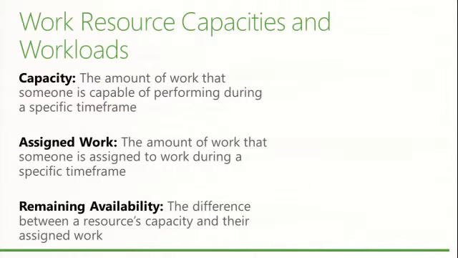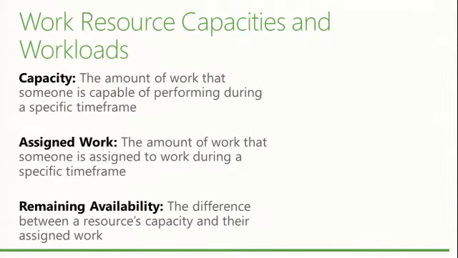So a little bit more about capacity, assigned work, and remaining availability. Basically, the capacity of a work resource is how much work that resource is capable of doing during any given period of time. If that period of time happens to be a week, maybe a resource is capable of doing 40 hours of work during that week, or 60 or 80, depending on what you do for a living. So that's the capacity. How much is that person capable of doing?